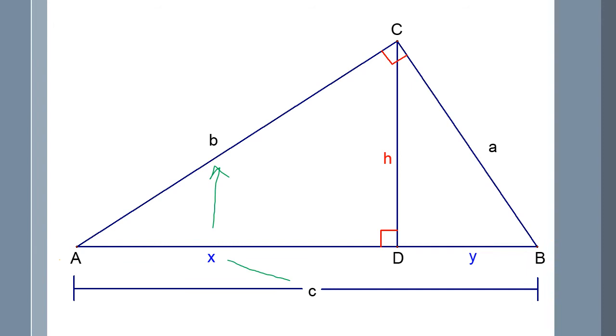X is the geometric mean between those two. Okay, so when you look at your diagram, you need to do some thinking and some figuring out and take some time to think about this. All right, don't rush through.